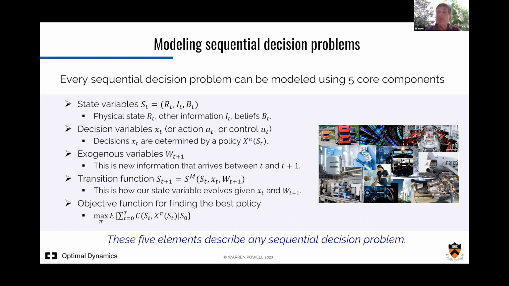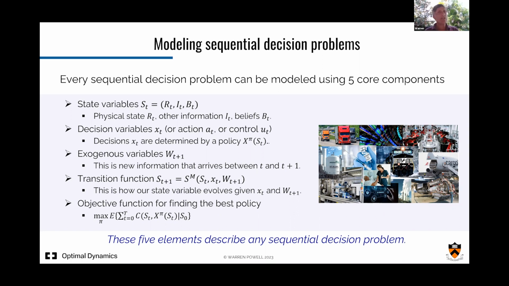The state variables. State variables come in 3 flavors. One is the physical state, like an inventory. Then you can have other information like prices and weather. And you can have beliefs about quantities and parameters that I don't know perfectly. So these are all statistics relating to probability distributions. For decision variables, I come from OR, I like x, but there's whole communities that use action a, and the controls people like control u. Now, I'm going to specify at this point the constraints and then introduce the notation for a policy to be designed later. The exogenous information variables, W_{t+1}.